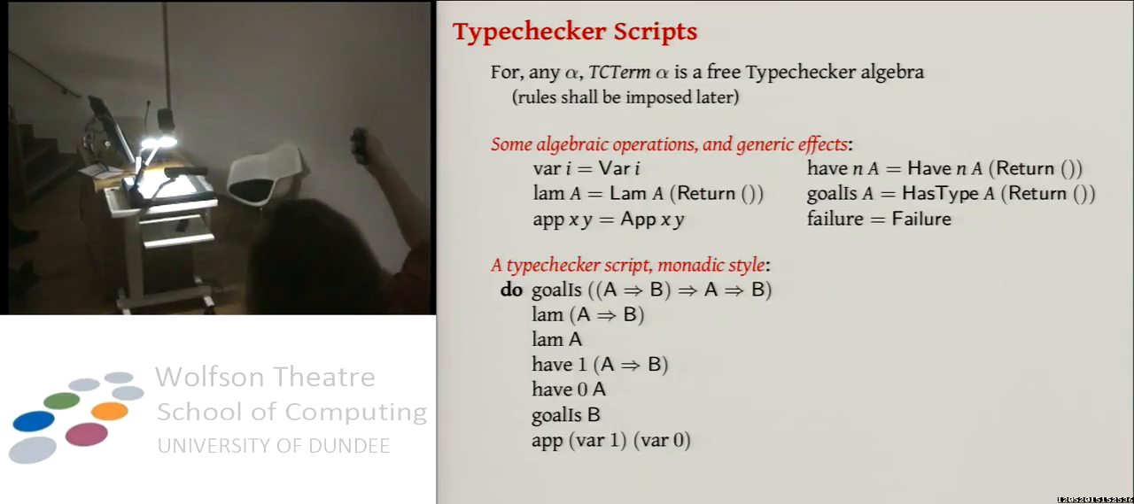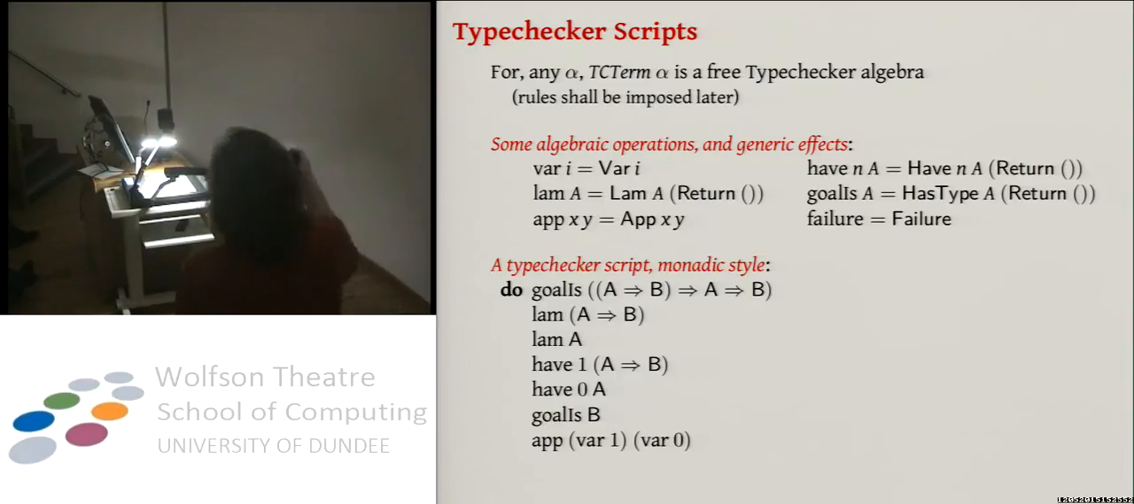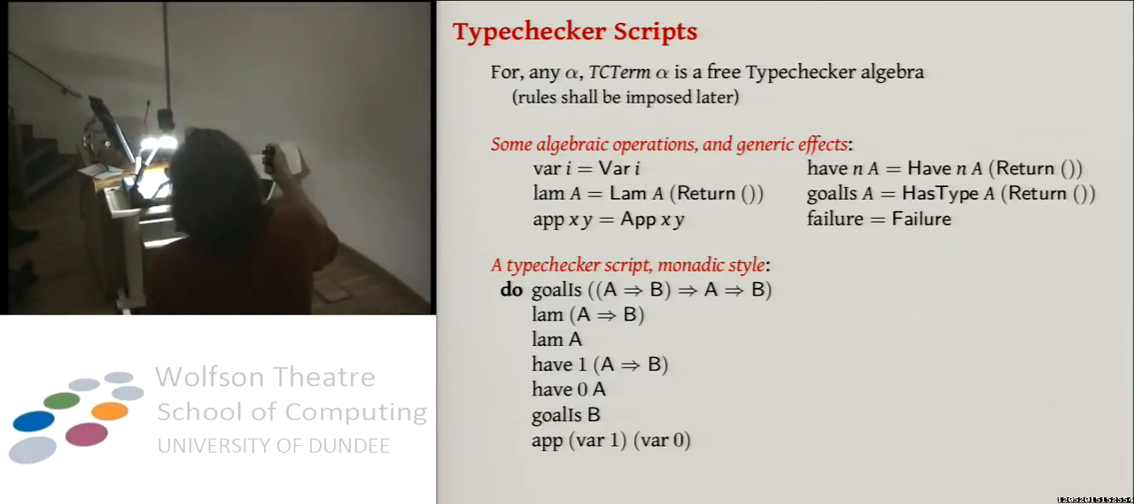So we're going to write, this is actually generating a well-typed program as it goes in a kind of declarative style. So we're saying the goal is that we want to prove that A implies B implies that A implies B. We do this by having a new sort of variable abstraction that has type A implies B. We have a new variable abstraction A.